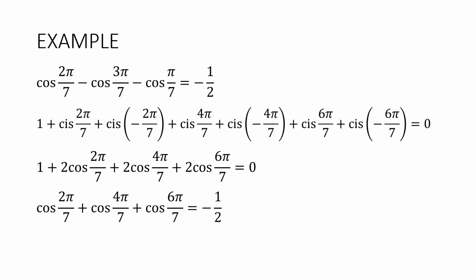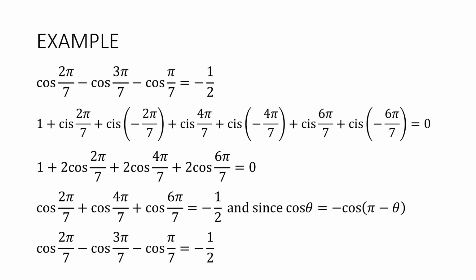Have a look at where we're going. We just want to change these two. And we can see that these two here are supplementary angles. So since cos theta is equal to negative cos of pi minus theta, cos 2 pi on 7 take away cos 3 pi on 7, take away cos of pi on 7 is equal to negative a half.